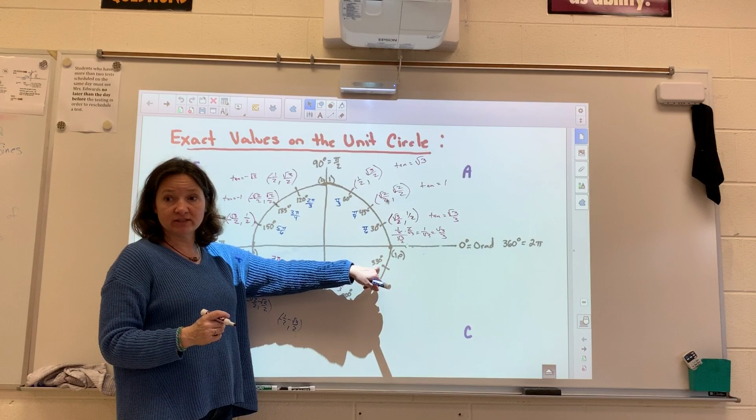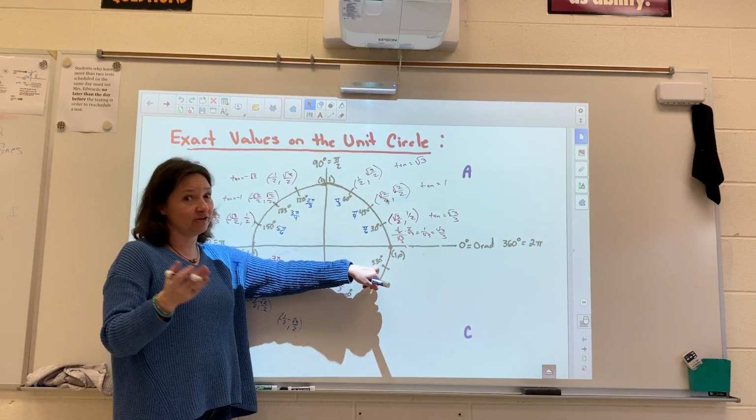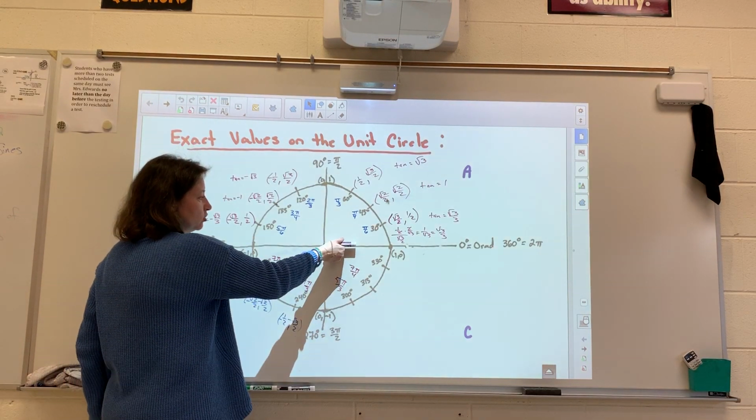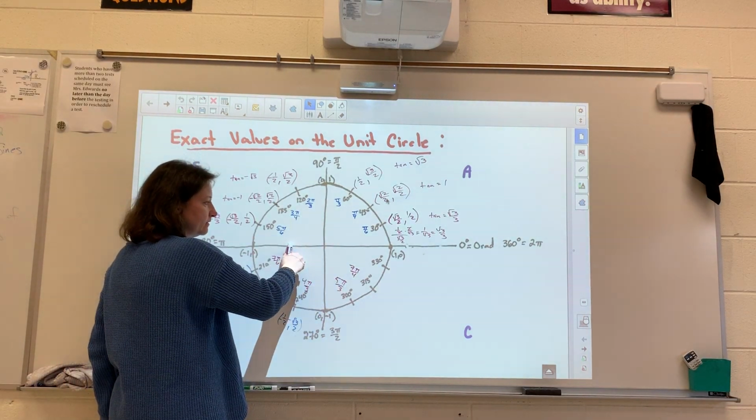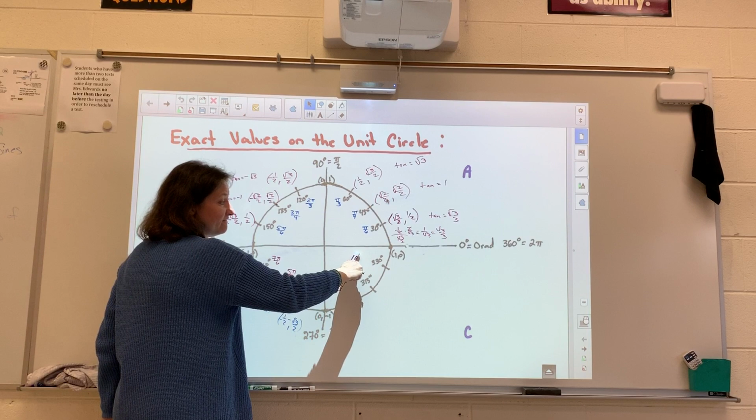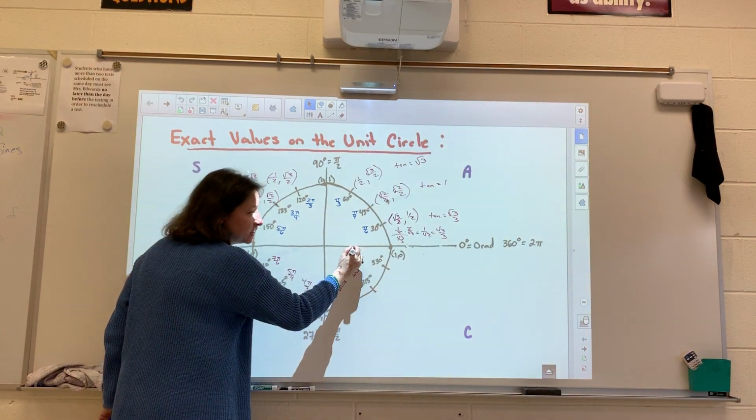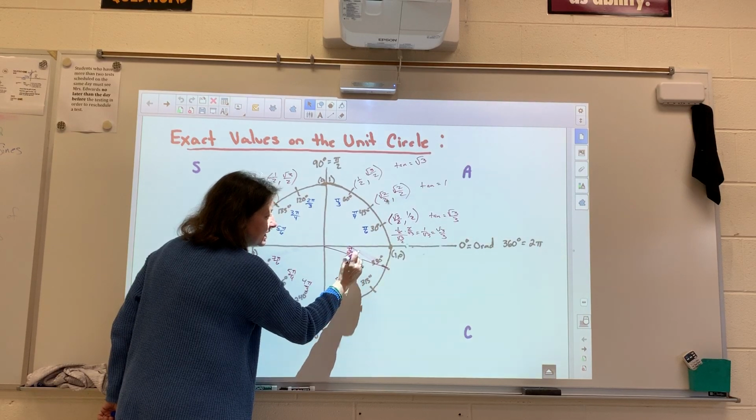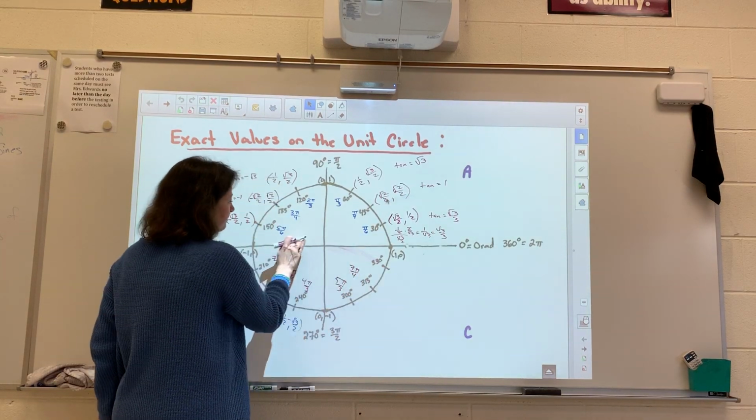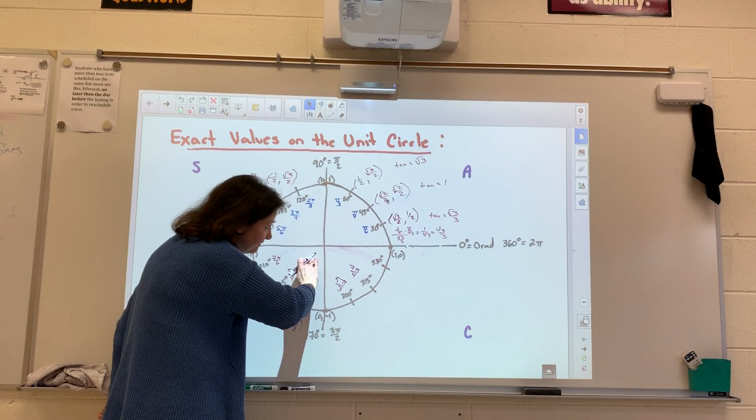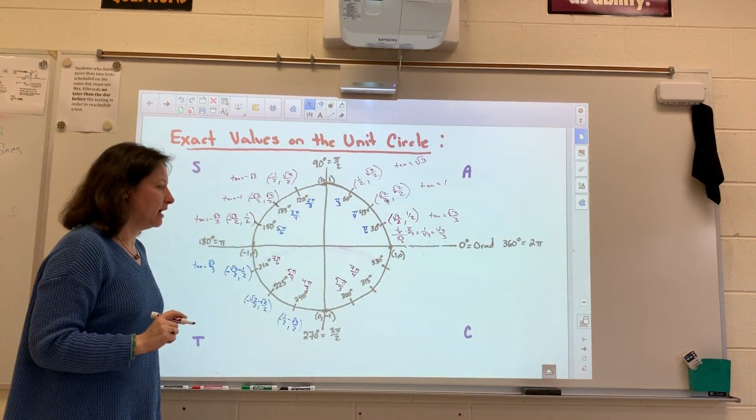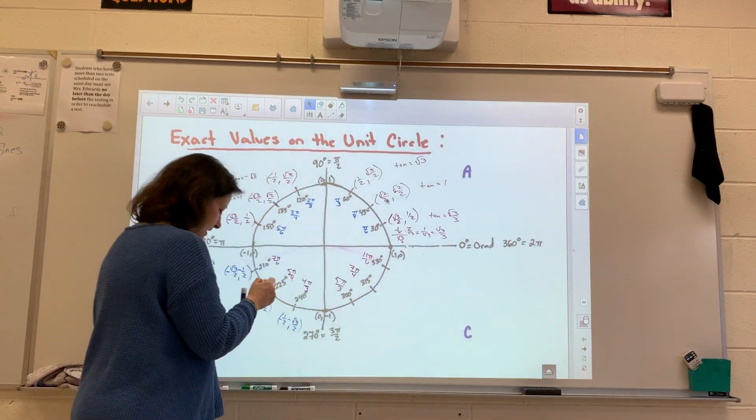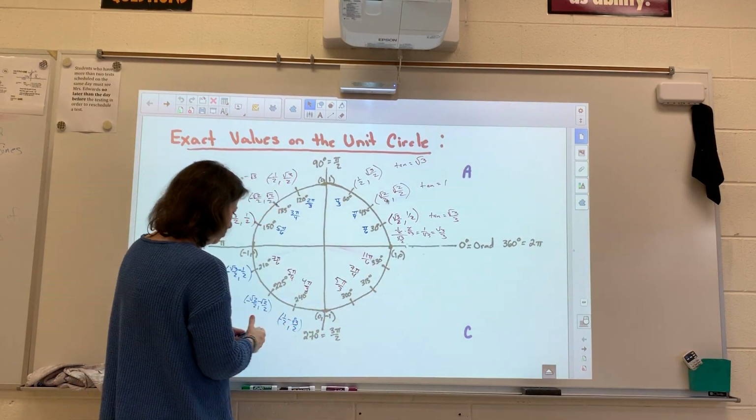And then what's the reference angle for 330? 30, which is the same as pi over 6. So I've gone 1 and then another 5/6, because this leaves me with pi over 6. So if I eat a candy bar and then I eat 5/6 of another candy bar, how much did I eat? 11/6. Good.